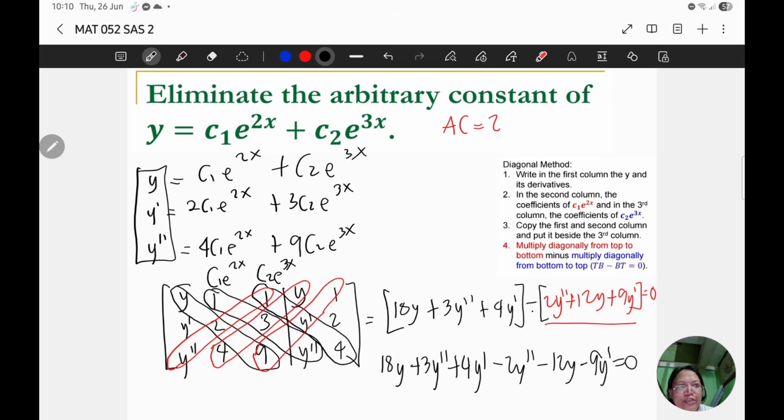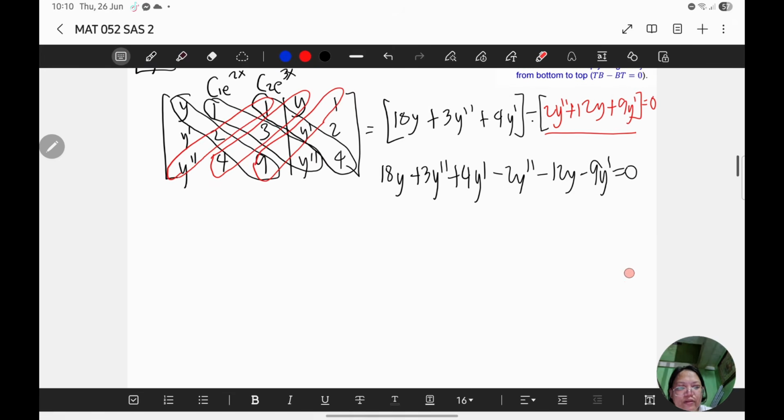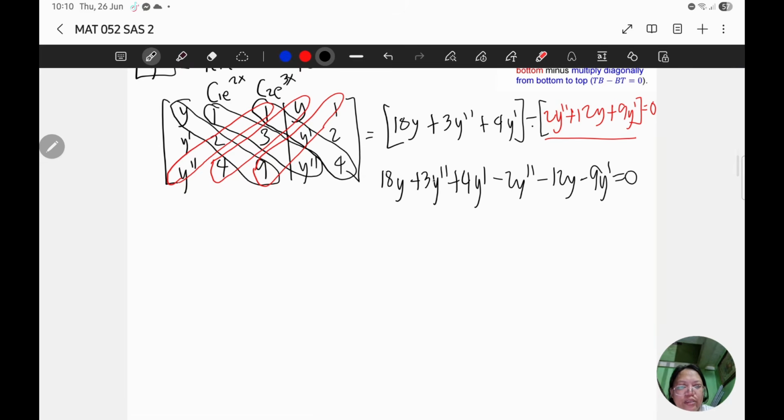Then, add like terms. So, 3y double prime minus 2y double prime is y double prime. 4y prime minus 9y prime is negative 5y prime. Then 18y minus 12y is positive 6y. Do we still have the arbitrary constants? No more, right? And our result is already the differential equation. So this is our solution.